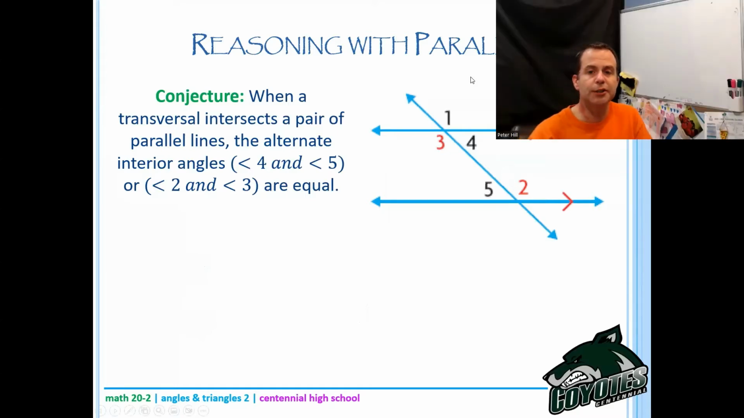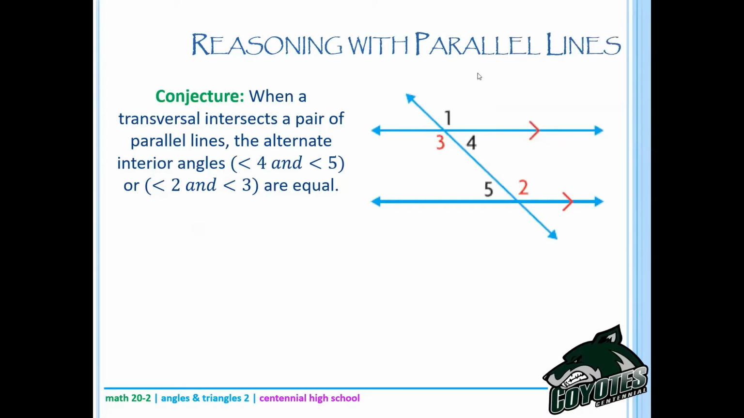Okay, so the conjecture is when a transversal intersects a pair of parallel lines, the alternate interior angles, which on that picture would have been angle 4 and angle 5, or angle 2 and angle 3, are equal. Okay, so I'm going to hide myself again as soon as I turn my ink on here. And we're just again going to say we're trying to show you that angle 4 and angle 5 are equal to each other, or angle 3 and angle 2 are equal to each other. Those are what alternate interior angles mean.